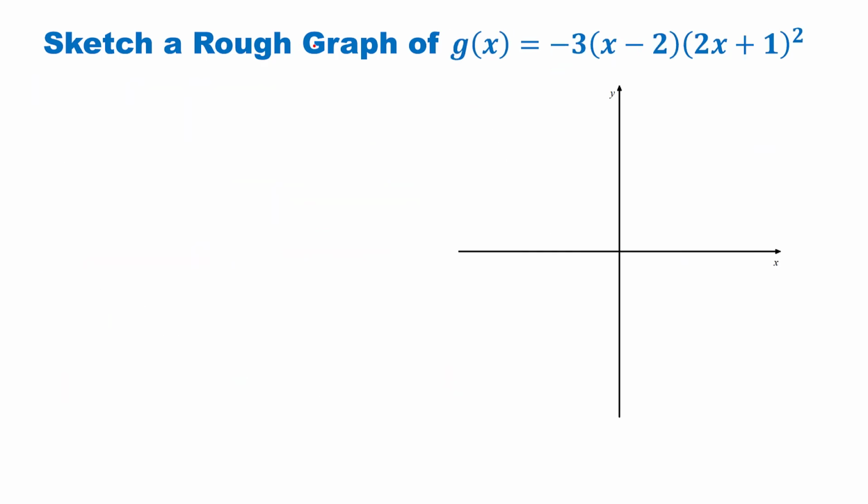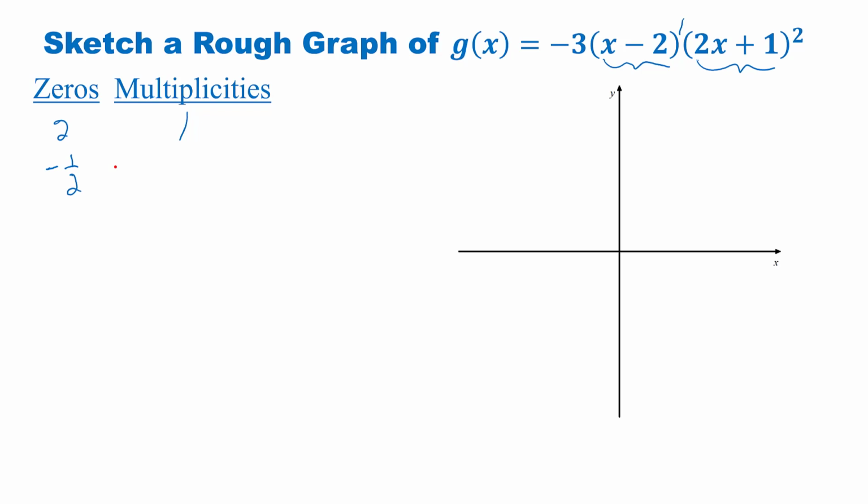Now let's try a graph of g of x equals -3 times x minus 2 times 2x plus 1 squared. And we're going to start here by finding the zeros and their multiplicities. Notice that the x values that would cause this function to become 0 would be x equals 2. X equals 2 has a multiplicity of 1. And from the factor here, 2x plus 1, we would get a 0 of -1/2. That 0 is going to have a multiplicity of 2.